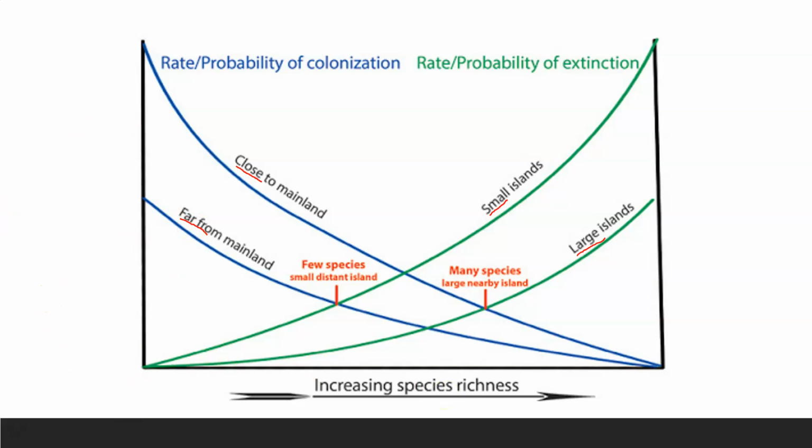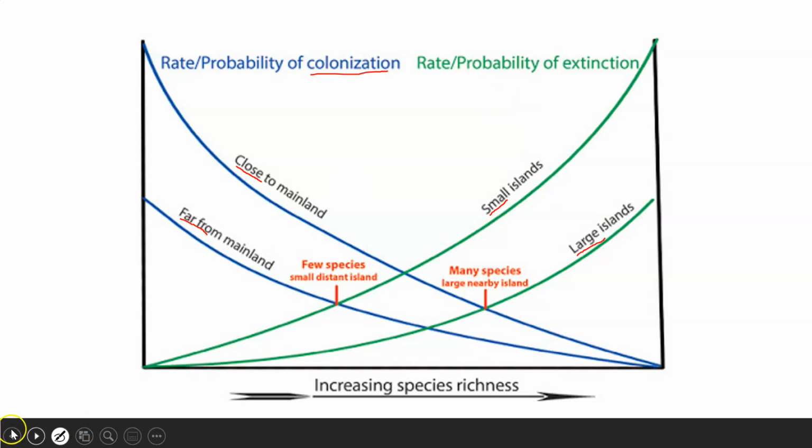So beginning with just the probability of colonization here, islands that are close to the mainland have a higher rate of colonization. So they're going to have more organisms appearing on the island versus these ones that are farther away. And we think that's most likely because it's just more difficult to get to. The further away you are from the island, the fewer species that can swim there or fly there or be blown there on the wind.